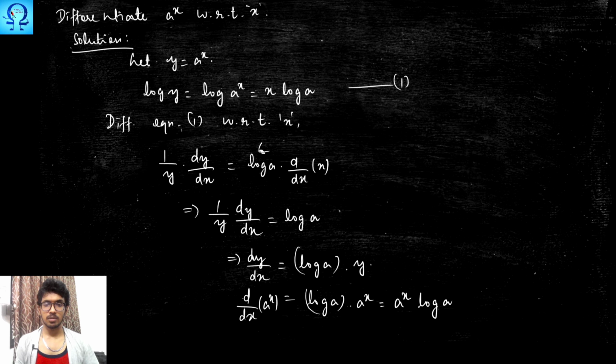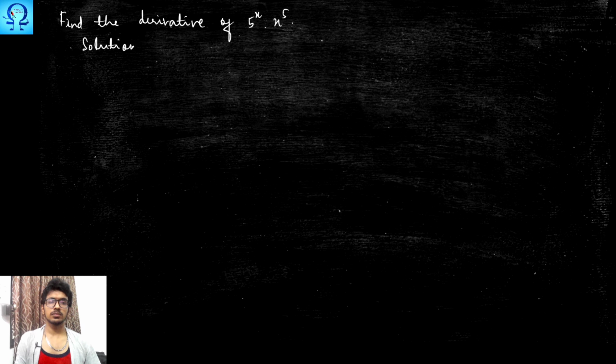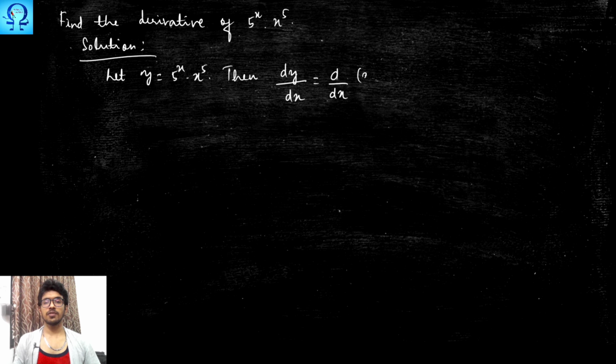Next we will see a problem which combines the previous results that we have seen. The problem tells you we will have to find the derivative of 5^x times x^5. Okay, how are we going to do it? Let us take the given function to be y, that is 5^x times x^5. Then dy upon dx would be d upon dx of 5^x times x^5.